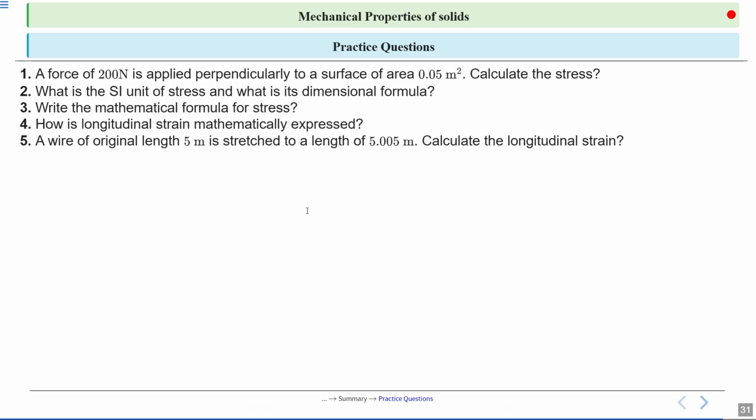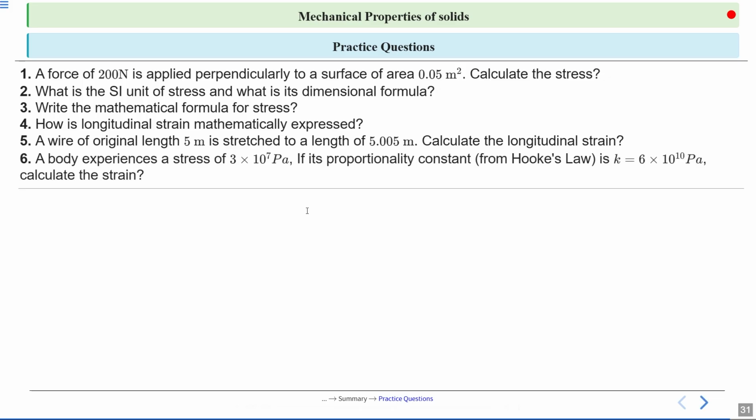A wire of original length 5 meter is stretched to a length of 5.005 meter. Calculate the longitudinal strain. So these are the practice questions and all are homework. Last one, a body experiences a stress of 3 into 10 raised to the power 7 Pascal. If its proportionality constant K is equal to 6 into 10 raised to the power 10 Pascal, calculate strain.